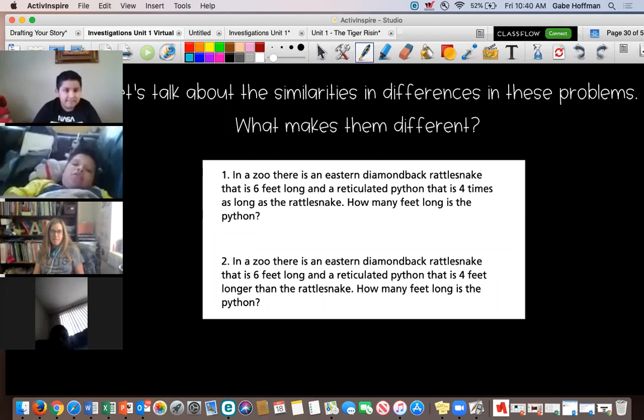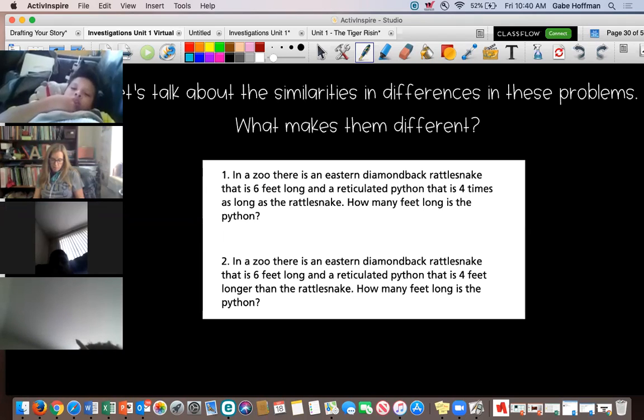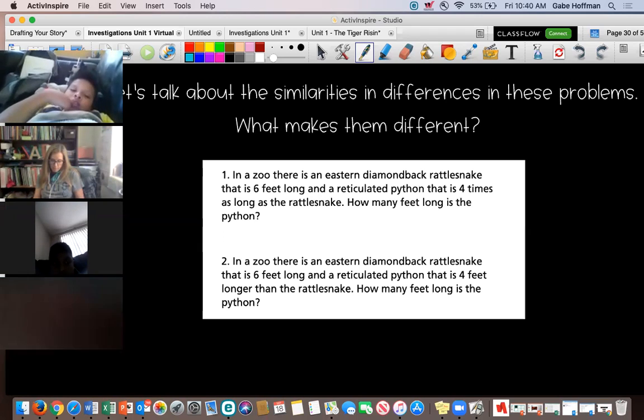Alex J, can you read number 2? In the zoo, there is an eastern diamondback rattlesnake that is 6 feet long and a reticulated python that is 4 feet longer than the rattlesnake. How many feet long is the python?